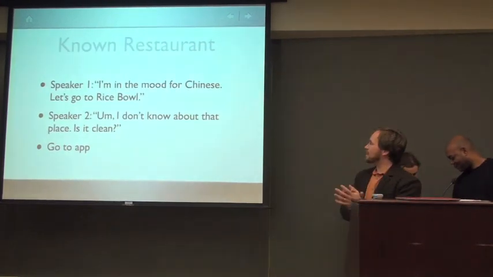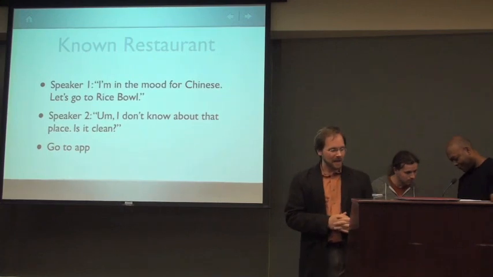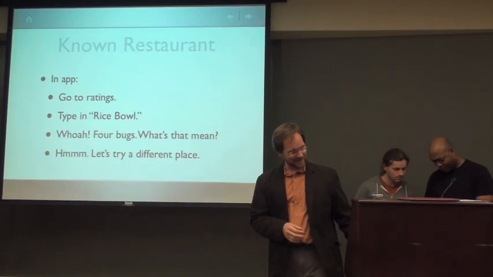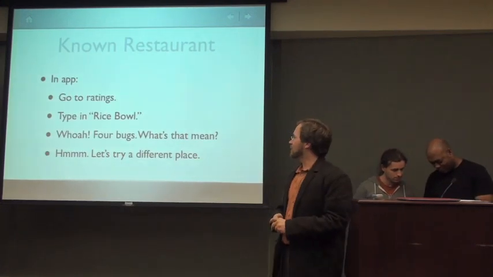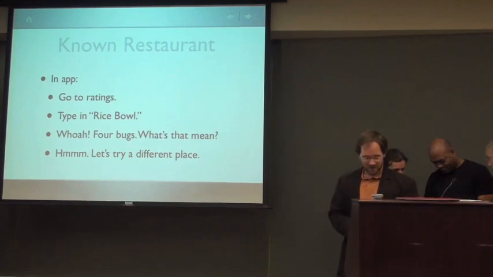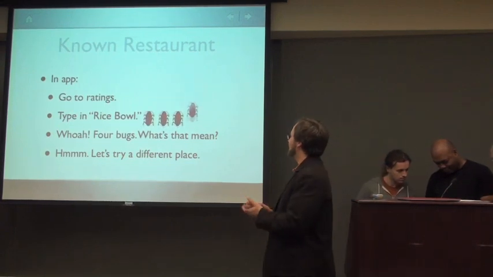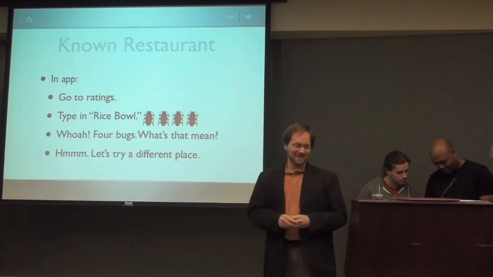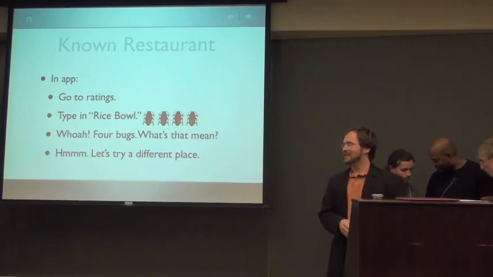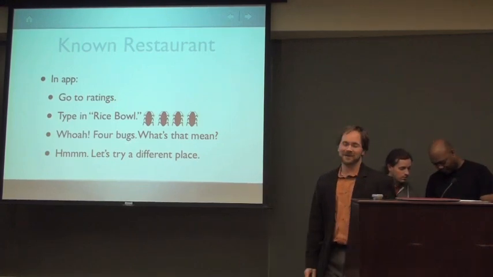Known restaurant. Hey, I'm in the mood for Chinese. Let's go to Rice Bowl. I don't know about that place. Is it clean? Let's go to the app. You go to the ratings, you type in Rice Bowl. Whoa, 4 bugs. Well, what does that mean? That means that they have a real problem keeping to the health code. All right, let's try a different place.